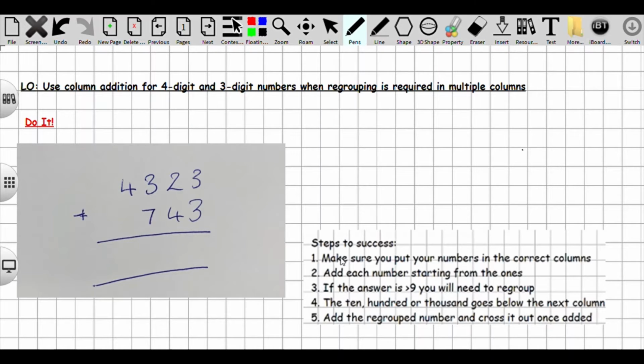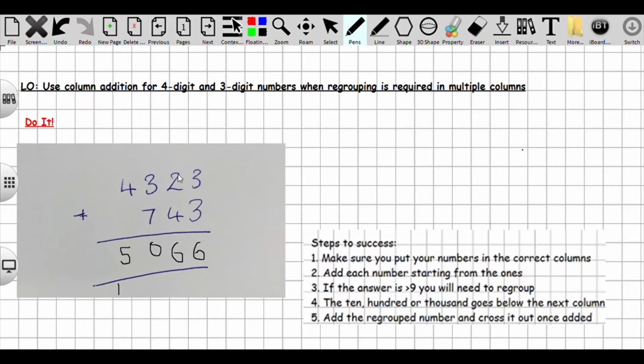So we're taking on step 1. 3 plus 3, nice and easy, is 6. 2 plus 4 is 6. 3 plus 7 is 10. The 1 goes down there. Your 0 goes here. 4 plus nothing is 4. Added to the 1 is 5. Okay, we've regrouped in more than one column.